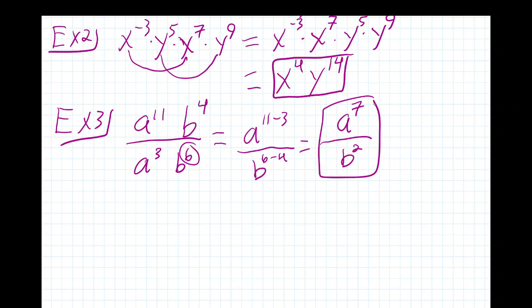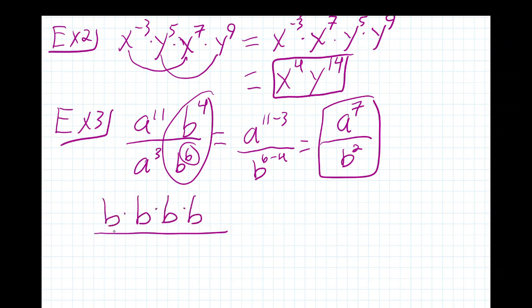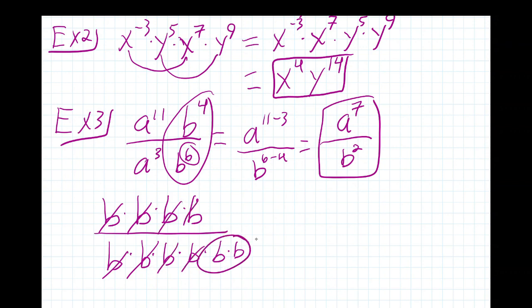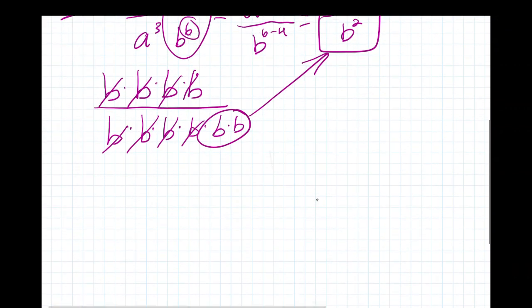Another way you can see this is, let's just take a look at b to the 4th over b to the 6th. If I were to multiply b by itself 4 times, 1, 2, 3, 4, that's up top, and then 6 times on the bottom, I can cancel b's out. If one's on top and another's on the bottom, you can cancel them out, just like so. And I'm left with 2 on the bottom, just like I have there. So let's take a look at one more example of these.